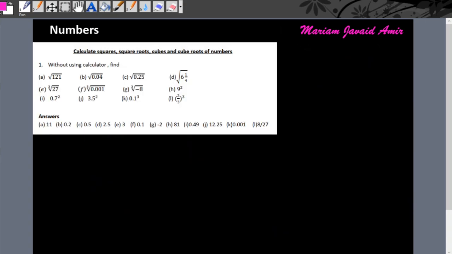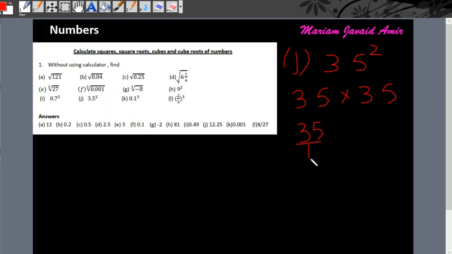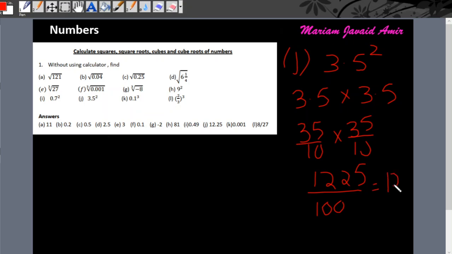Then we have part J, which is 3.5 square. So this is 3.5 times 3.5, 35 over 10 into 35 over 10. So 35 times 35, you'll have to do the working in the rough work column or just in the answer space given, and you will get this, which is equal to 12.25. Okay.